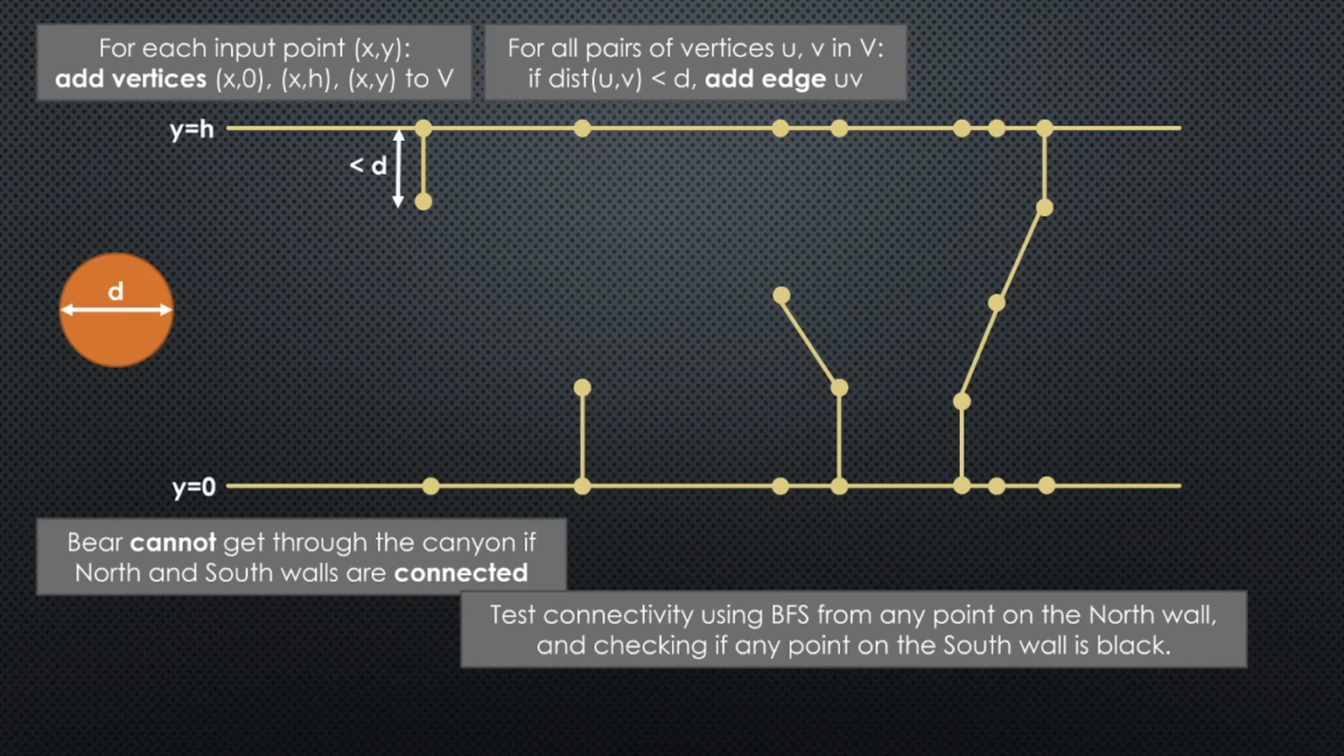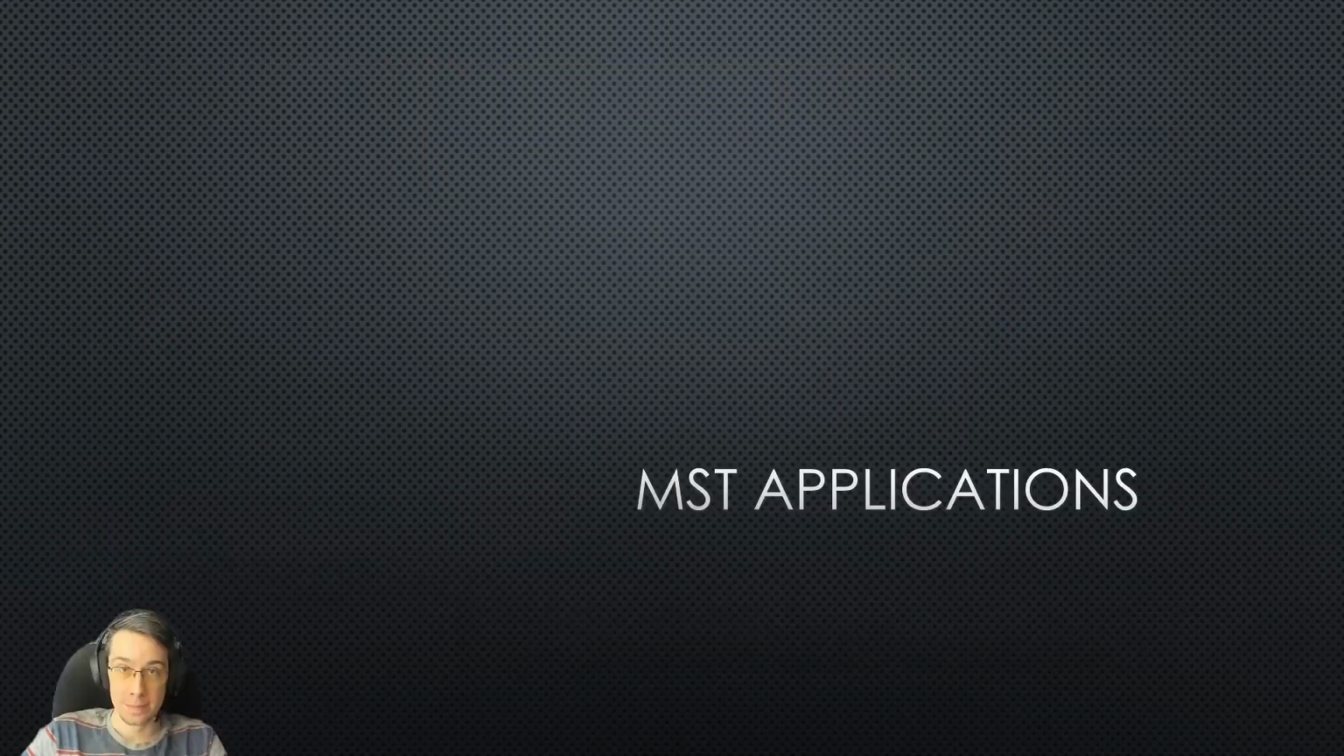So if that's not true, if some node in the bottom is white at the end of our BFS, then we know that the bear can get through. And if all the nodes in the bottom are black, then we know that the bear can't get through.